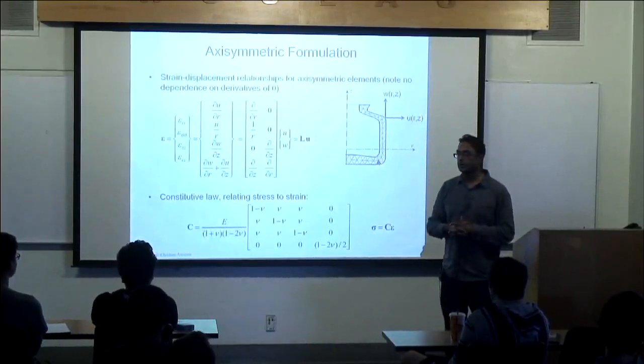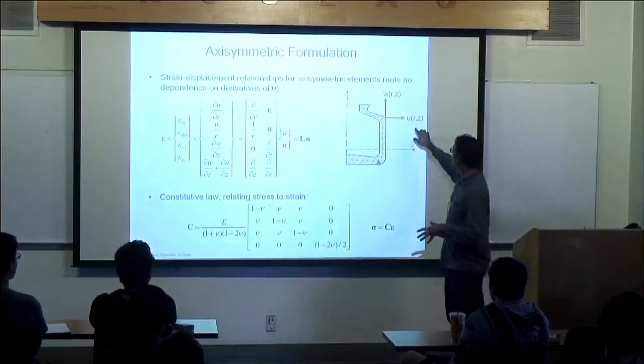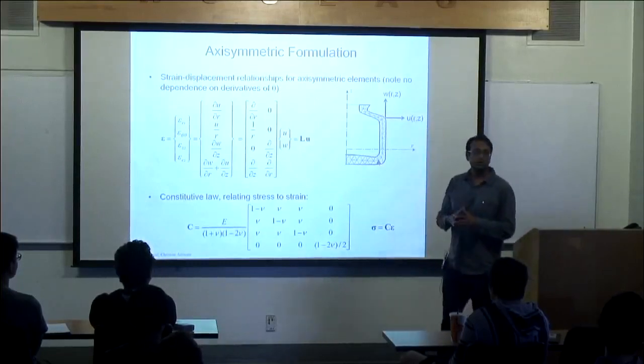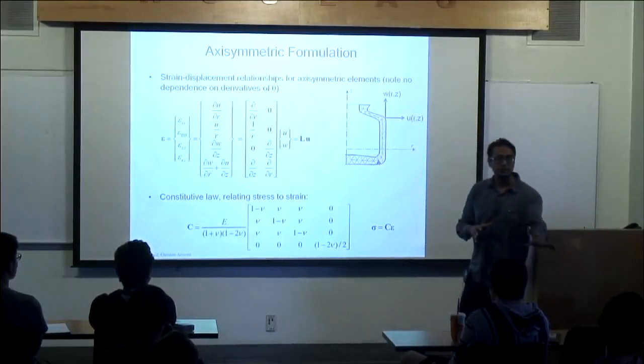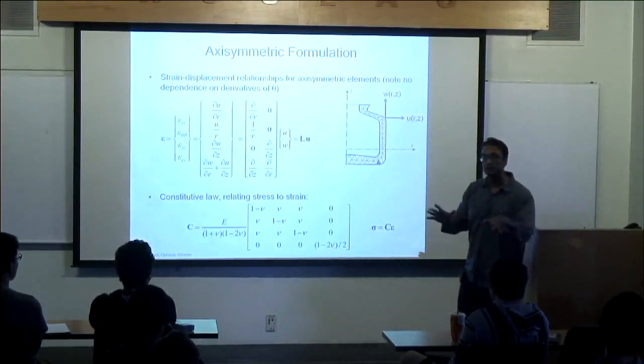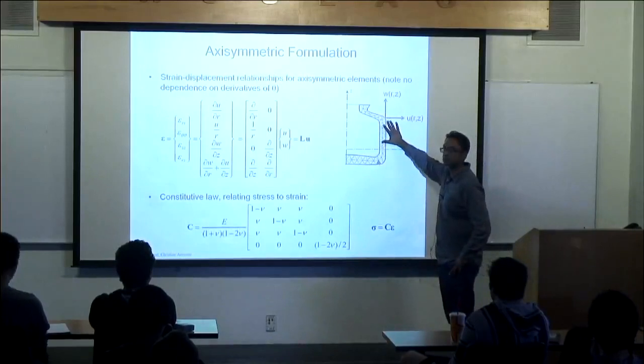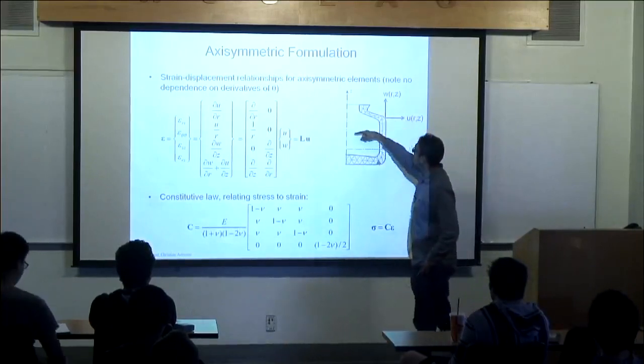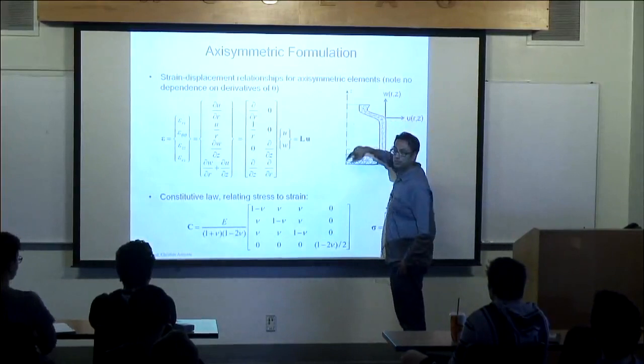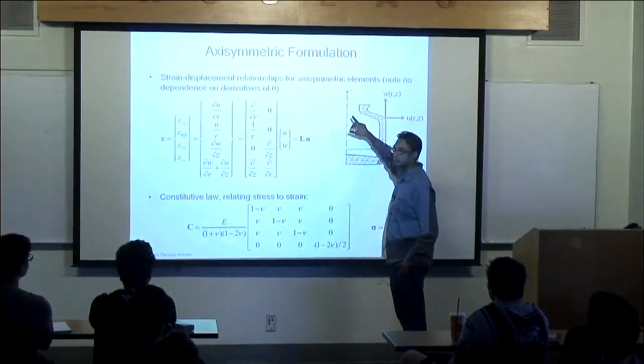Okay, don't confuse this r with the r we use in isoparametric formulation for a triangle. Be very careful. This r is the radial coordinate in a 2D axisymmetric formulation, while z is basically the coordinate for the axis of revolution. Okay.